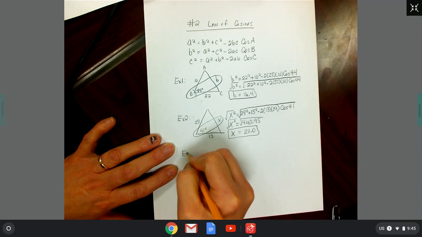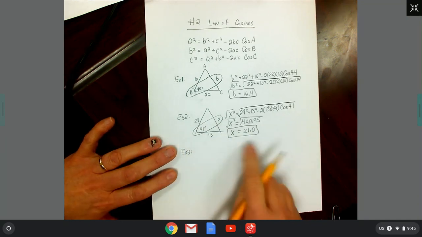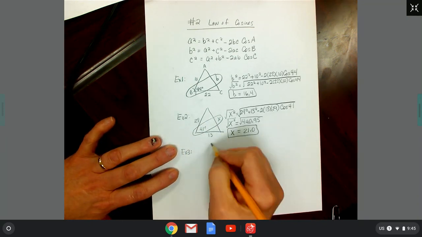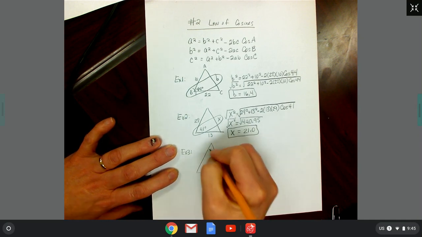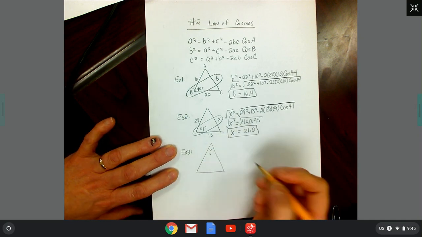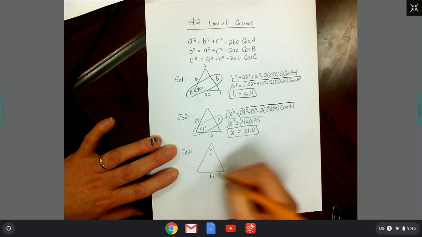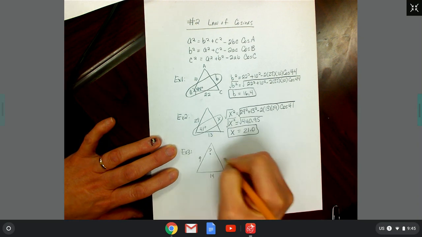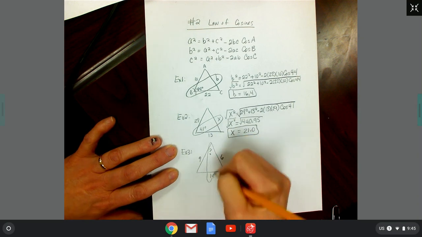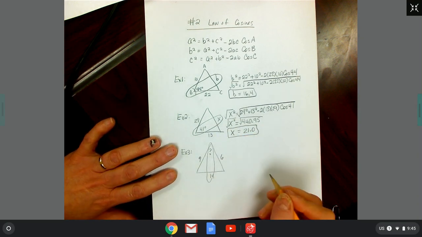Okay, example 3, I do one more example. This one's the longest one, a little bit more aggravating when you're looking for an angle. Okay, so we'll just say we don't know this angle. It's an unknown. We're given a side across from it, and we have these 2 sides. This is a 9 and a 6. So we only have one set, so that's why law of sines doesn't work.